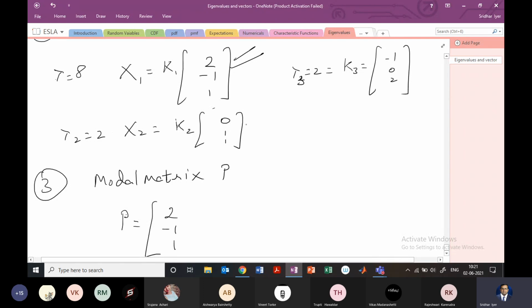The second vector that we have for lambda 2 equal to 2, that is x2, is 0, 1, 1. So I'm going to write the second column 0, 1, 1, and the third vector we have is negative 1, 0, 2. So I'm going to write this here. This column is for lambda equal to 8, this column is for lambda equal to 2, and this column is again for another lambda equal to 2.